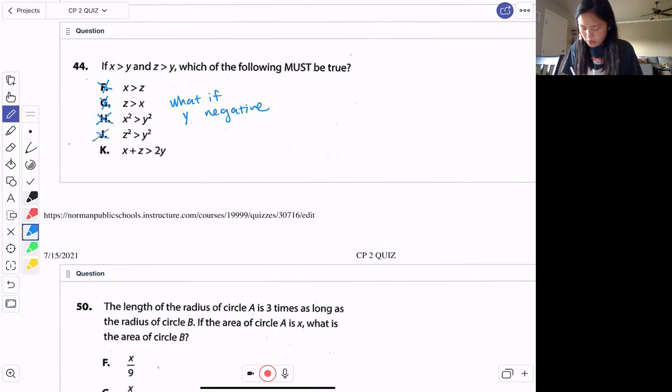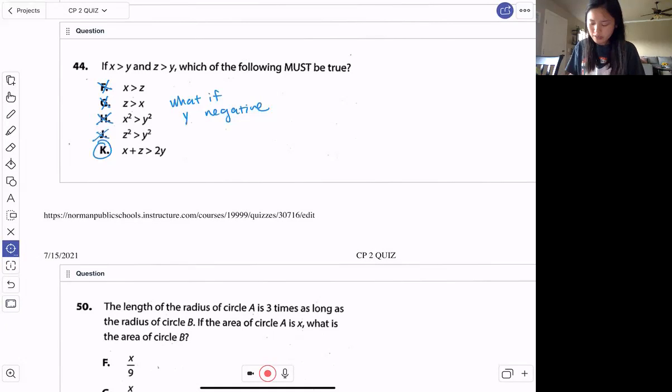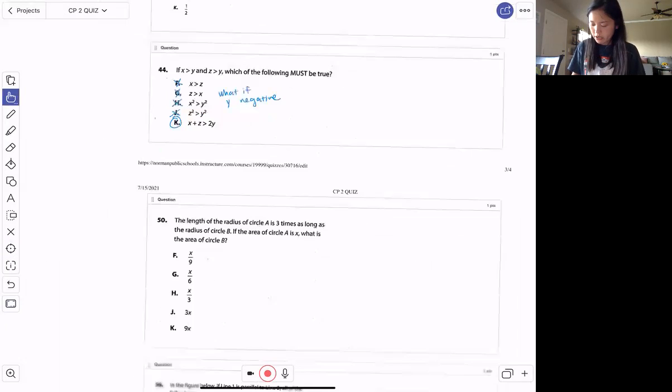Same thing for J as well. Like if you square Y, it could end up being bigger. So I think it has to be K, because if you multiply 2 with Y and Y happens to be a negative number, then X plus Z, these two happen to already be bigger than Y. If you add them together, they should be a bigger number. If you multiply 2 times Y, it's not going to change it to a positive. So I think K has to be the right answer. That one's tricky, which makes sense because this is already problem 44, so it's getting harder.